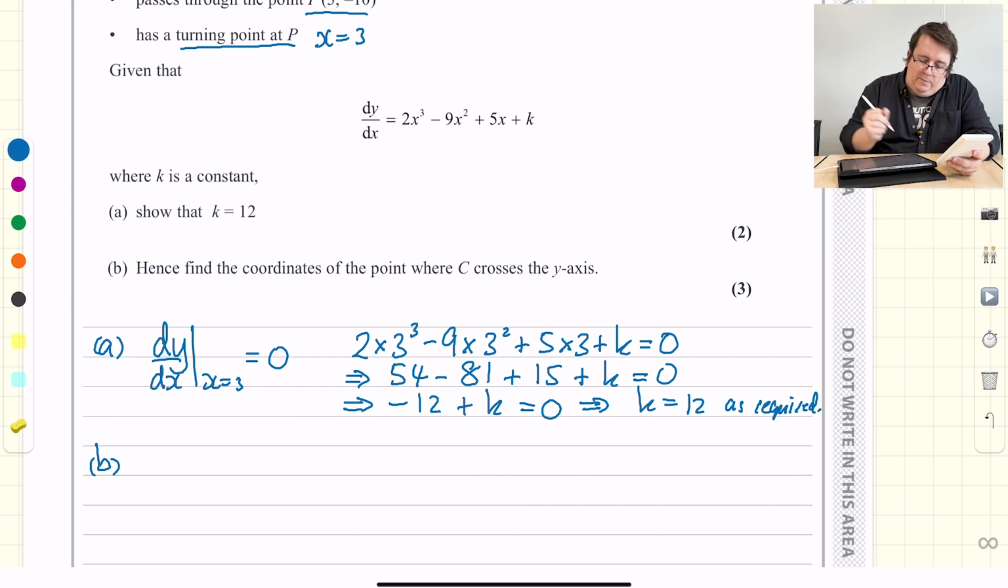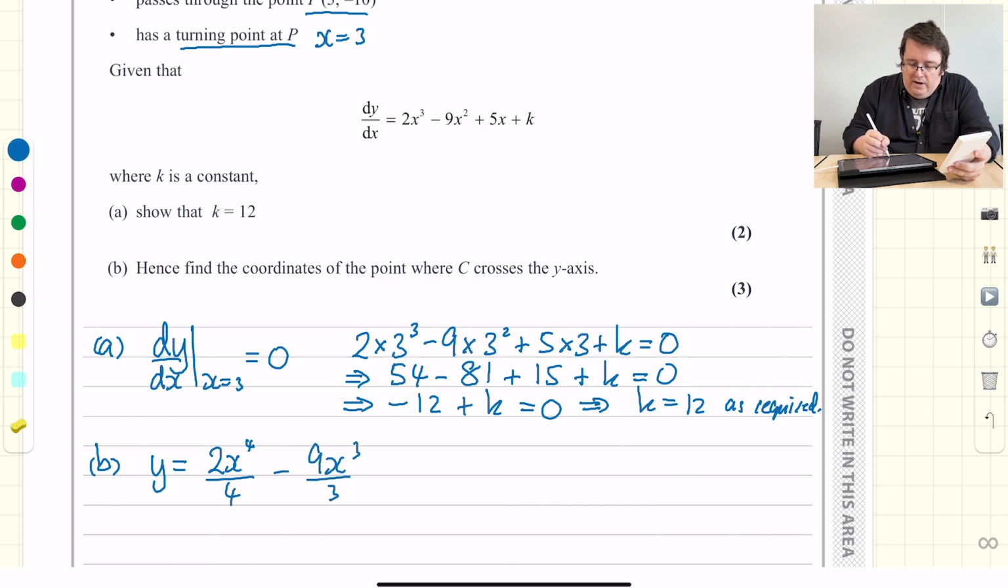Right. Part B. Hence find the coordinates of the point where C crosses the y-axis. So that means we need to integrate to find the equation of the curve. So y will be equal to, so integrating, it's a polynomial, so we add 1 to the power, divide by the new power, so 2x to the 4 over 4, take away 9x cubed over 3, plus 5x squared over 2. Now the k we know is 12, so that's going to integrate to 12x, and we're going to have a plus c constant of integration.